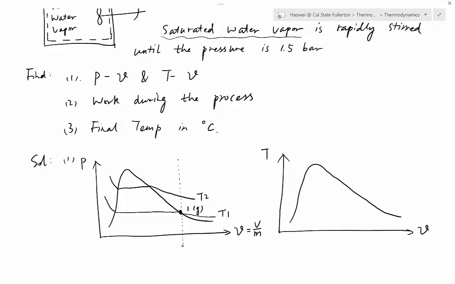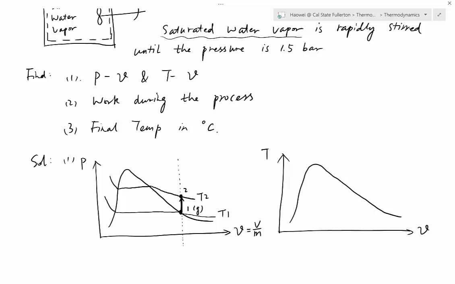Okay, so next one, we need to locate number 2. Where's number 2? Number 2 must be on this vertical dash line. And also number 2 must be on the T2 line because the temperature of number 2 is T2. So number 2 must be at the intersection. This is number 2. So 1 to 2 goes straight up. This is the process 1 to 2 on a P versus nu diagram.